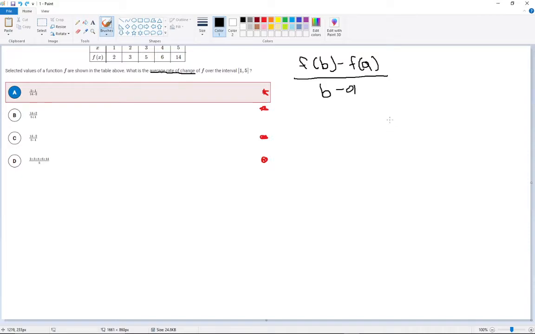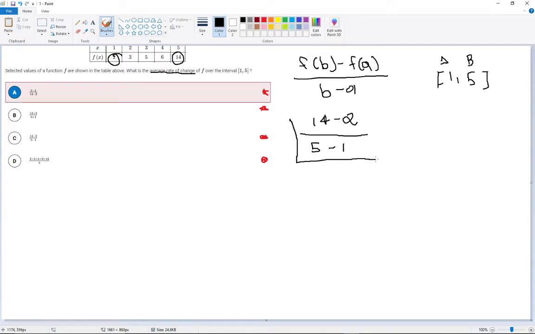So basically what I have to do here is plug in the values that are given. Take note of the interval from 1 to 5. I always like labeling point a as the beginning and point b as the end. So I use the formula. f of b is 14, so 14 minus 2 over b minus a. If you're confused where I got the 2, f of a, that is f of 1, I got it from here. Over b minus a, that is 5 minus 1.